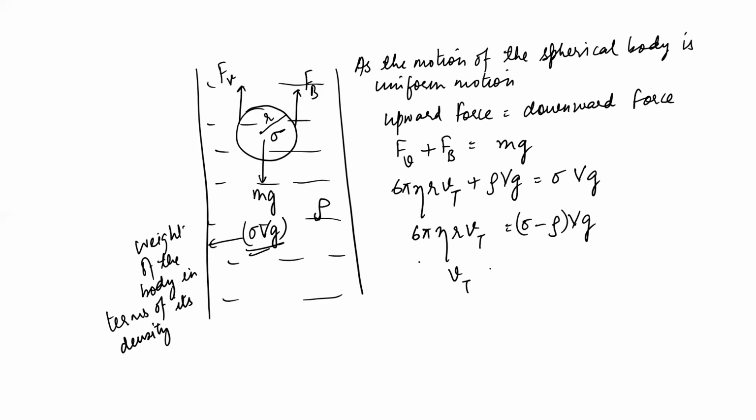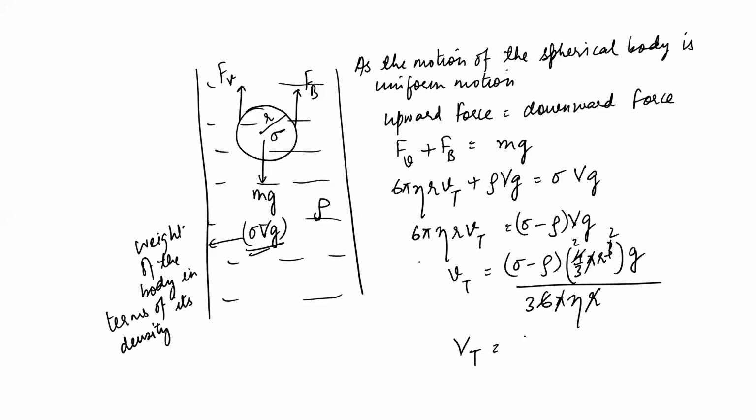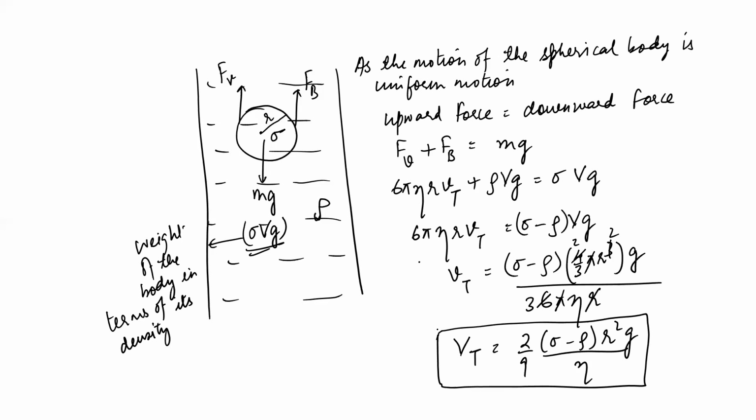This Vt is equal to (sigma minus rho). Instead of V, I can write 4 by 3 pi r cube as the volume of the spherical body, into g, divided by 6 pi eta into r. If this r is cancelled out with this, it will be square. Pi will be cancelled out with pi, and this will be 2 and this will be 3. So Vt can be written as 2 by 9 (sigma minus rho) r square g upon eta. So this will be the expression of terminal velocity.